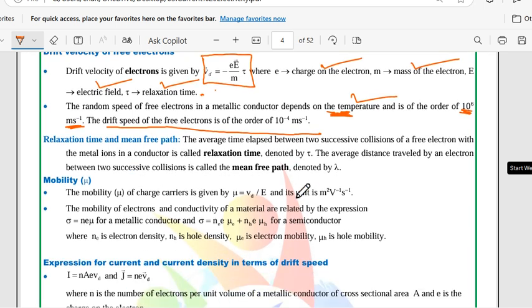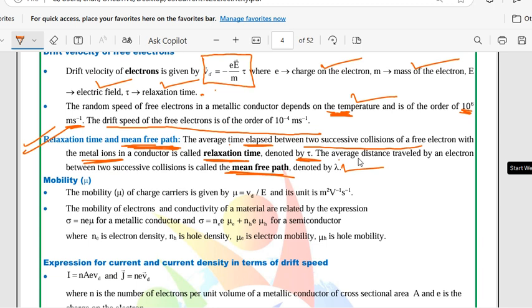So, I have told you what relaxation time is. Relaxation time and mean free path. The average time elapsed between two successive collisions of a free electron with the metal ions in a conductor is called the relaxation time. It is denoted by the letter tau. The average distance traveled by an electron between two successive collisions is called the mean free path. It is denoted by the letter lambda.